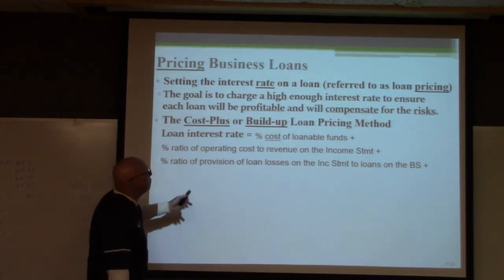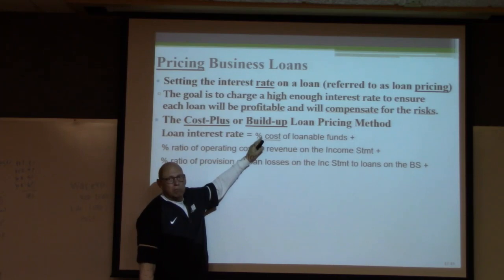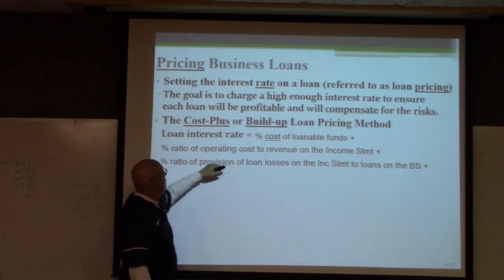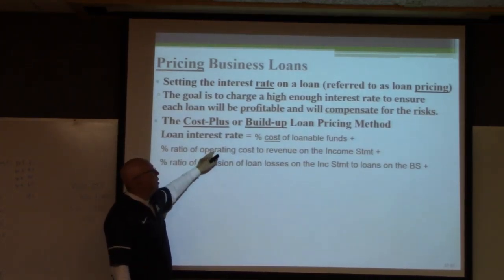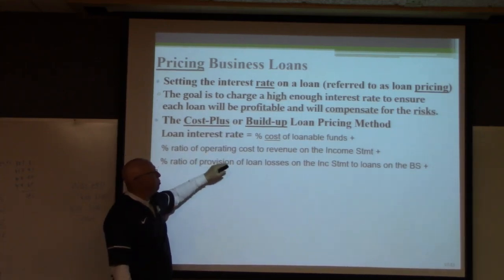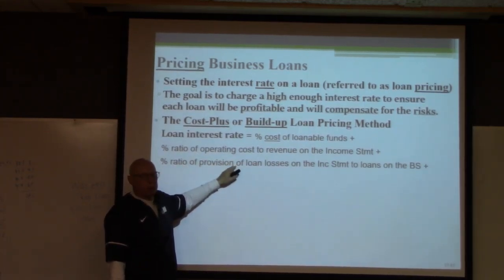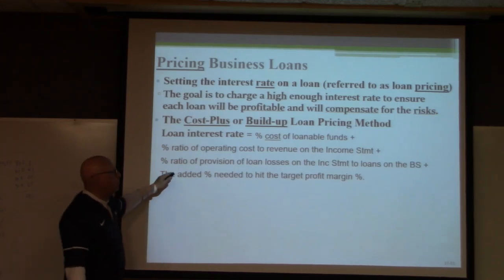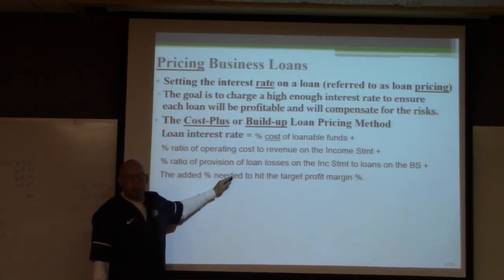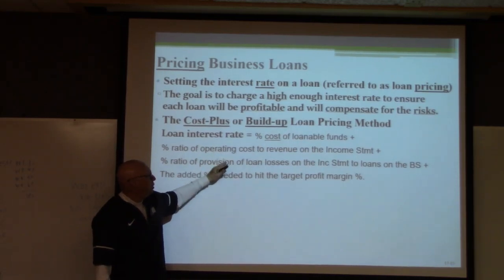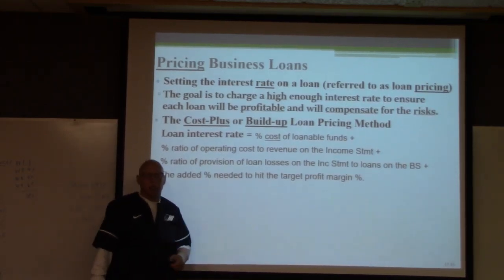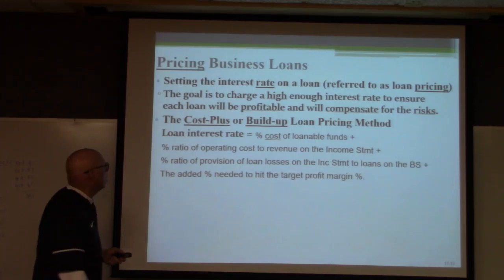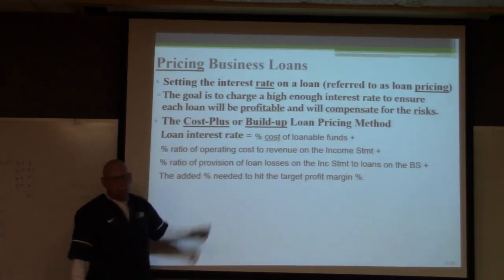Okay? So let's say you're paying 1% on checking accounts and savings accounts, and you're paying 1% on operating costs, and you're paying 1% on loan losses. And then you've got a target profit margin percentage, and that might be 3%. So you've got 1%, 2%, 3%, plus another 3%. 6% is going to be your target loan cost. So this is the build-up, the cost-plus, or the build-up method.